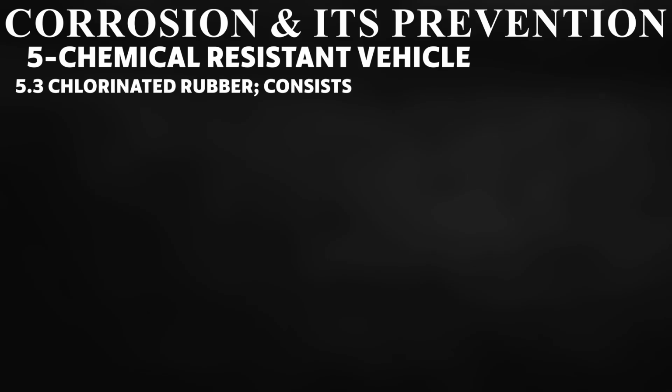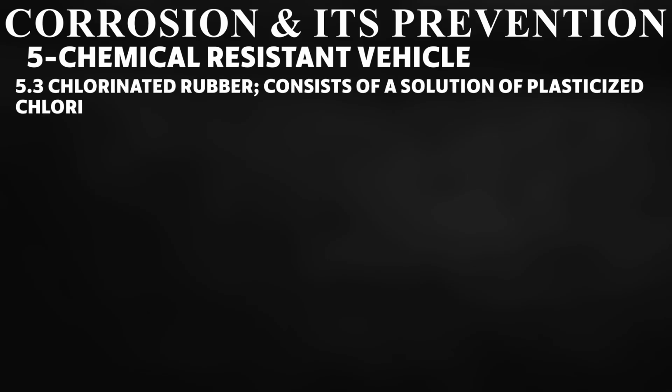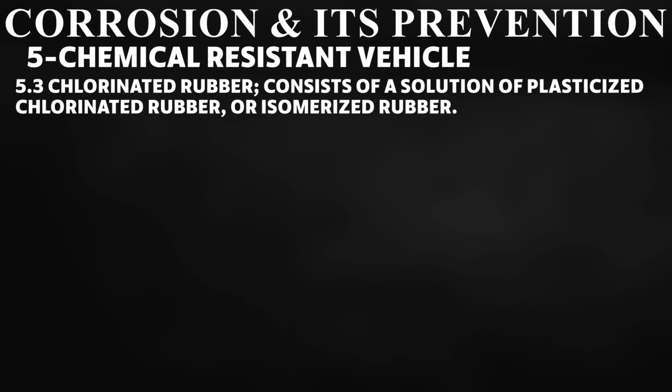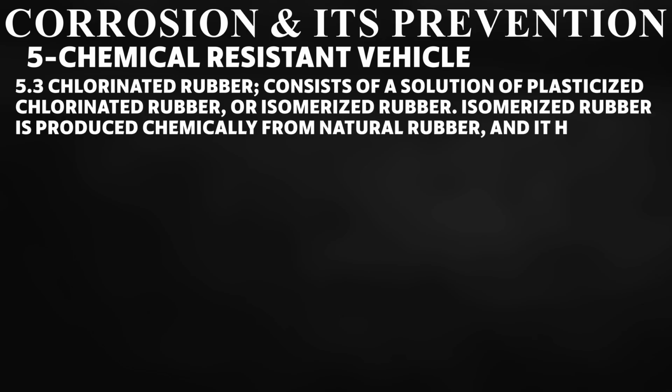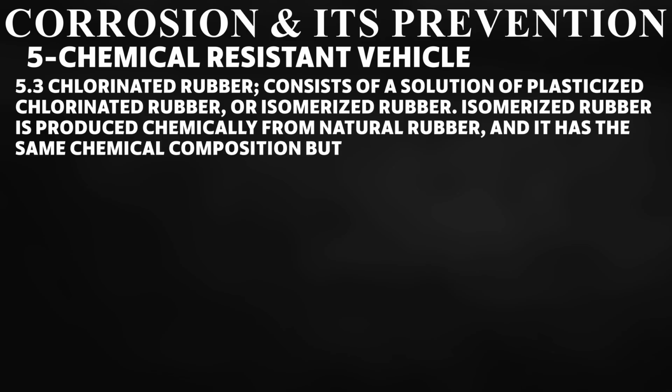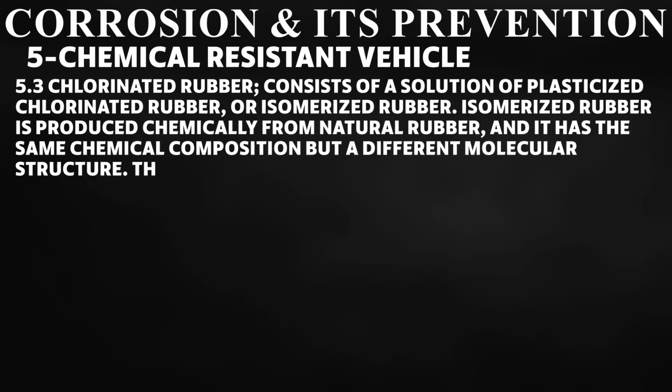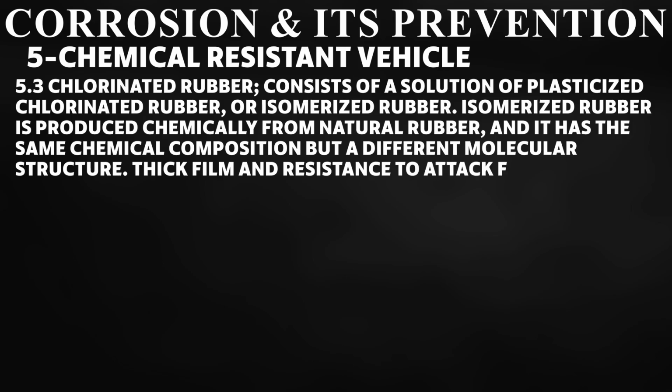5.3 Chlorinated rubber consists of a solution of plasticized chlorinated rubber, or isomerized rubber. Isomerized rubber is produced chemically from natural rubber, and it has the same chemical composition but a different molecular structure. It gives a thick film and resistance to attack from acids and alkalis.